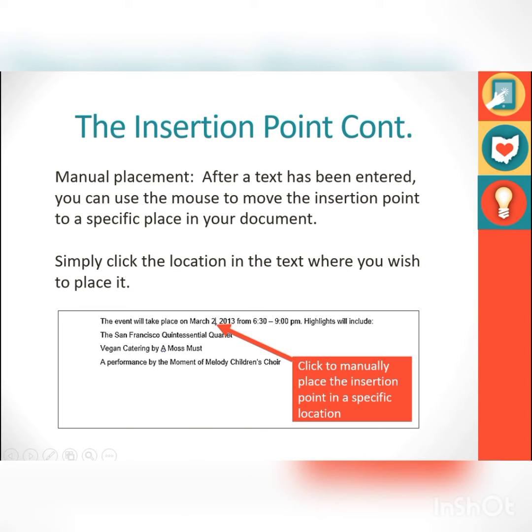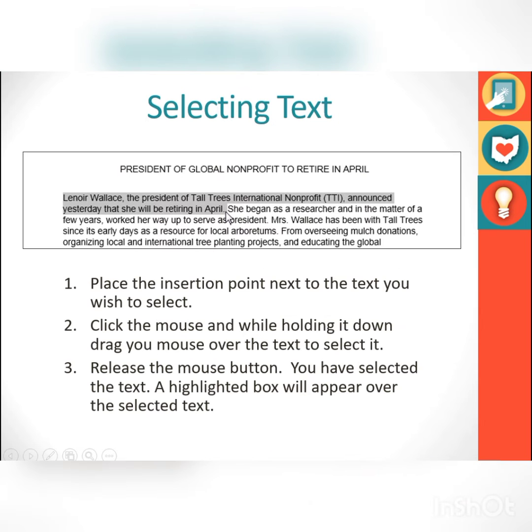Then if you want to manually place the insertion point in a specific location, you can place your cursor anywhere in the document. Then if you want to select a text, simply place your cursor before the first letter written, and then drag it to the point where you want your text to be selected.